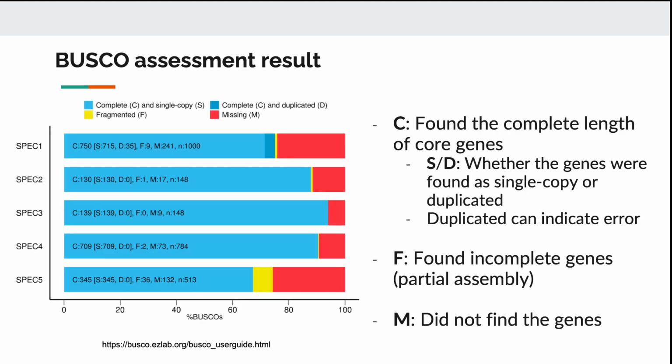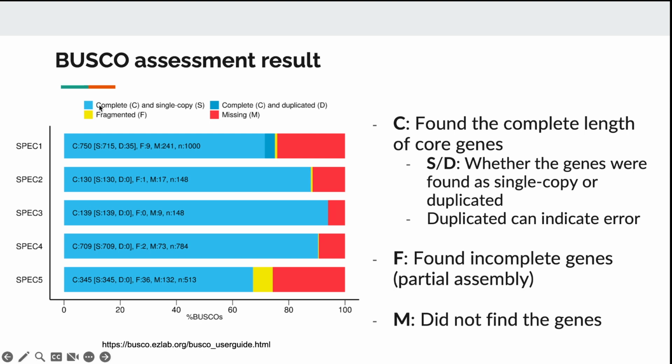So let's see what their result looks like. Let's say you put in 5 samples. They're going to give you some of these keywords: complete, fragmented, missing, so CFM. And for complete, they're going to tell you if it's single copy or duplicated. Okay, so let's interpret what this means.